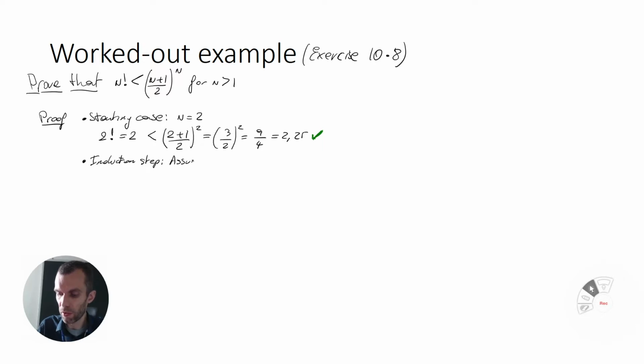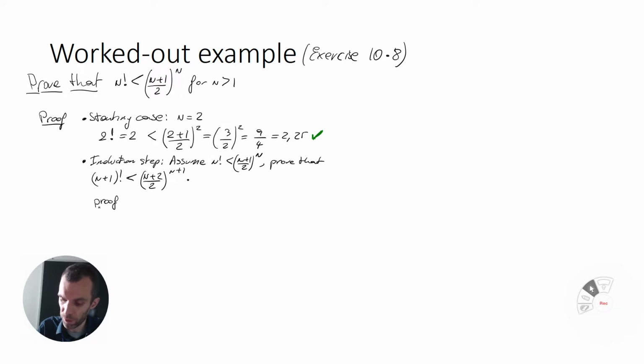So here we assume that the property holds for a fixed value of n. So assume n factorial is less than (n plus 1) divided by 2 to the power n. And now prove that (n plus 1) factorial is less than (n plus 2) divided by 2 to the power n plus 1. So here we just replaced all the n's by n plus 1. And so that warrants itself a small proof. So it's a proof within a proof.